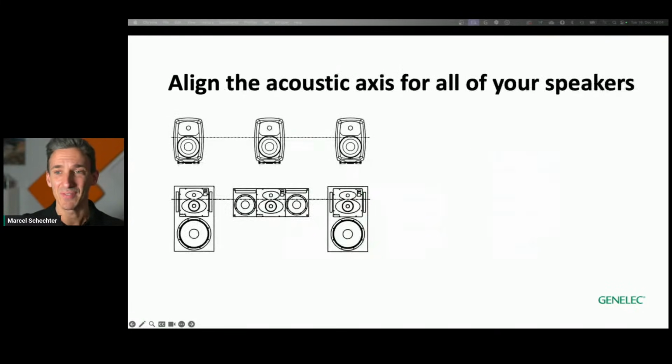And if you have multiple speakers, for example, also 5.1, 7.1, 7.1.4, ideally you should also align the acoustic axis of these different monitors so that it matches. This is, for example, interesting to see with this lower image where it's showing a center variant of this speaker, and then just make sure that, for example, high and mid frequencies are aligned.